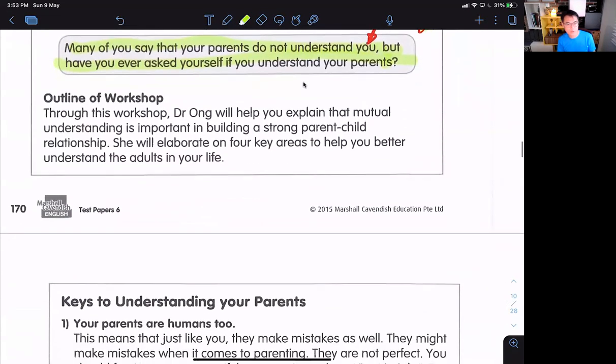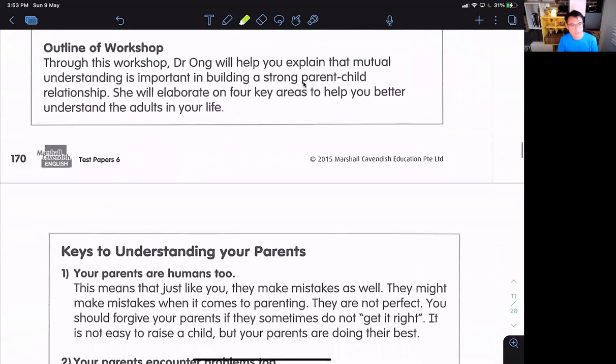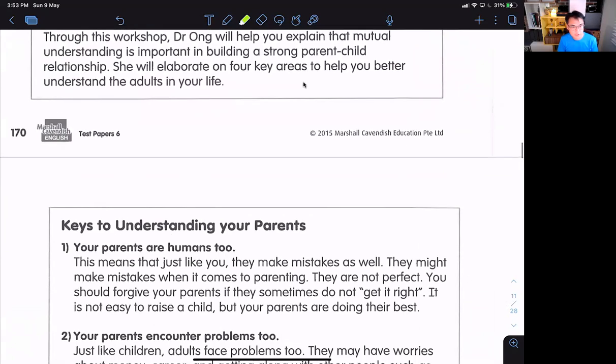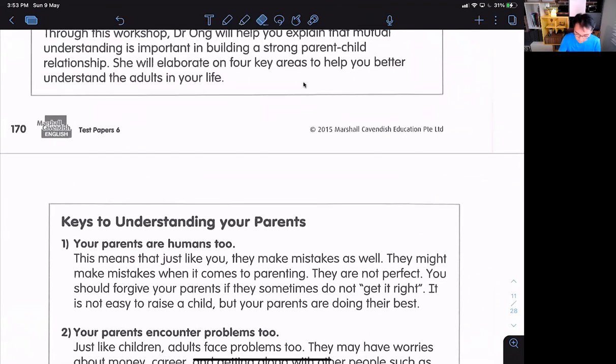Throughout this workshop, Dr. Ong will help you explain that mutual understanding is important in building a strong parent-child relationship. She will elaborate on 4 key areas to help you better understand the adults in your life. So this is for students, teenagers, to understand adults, right?